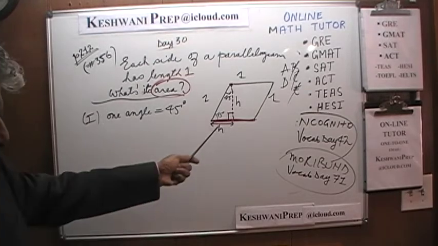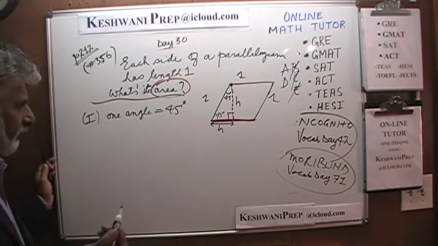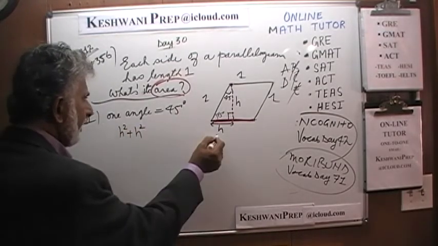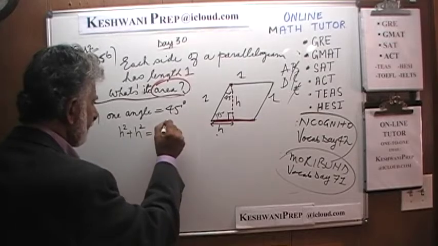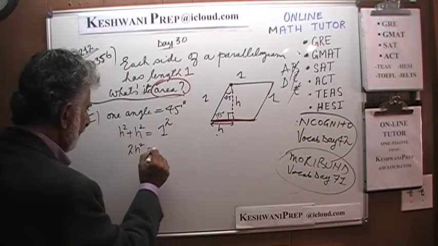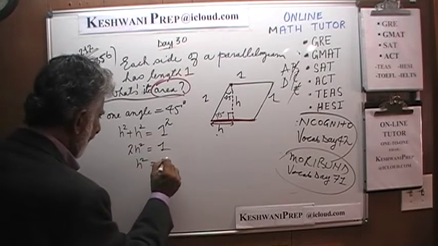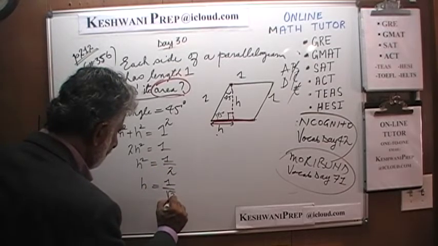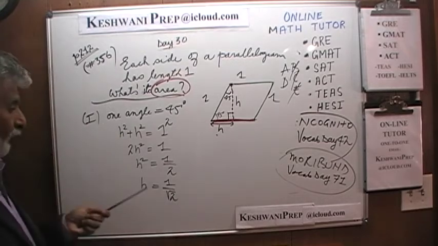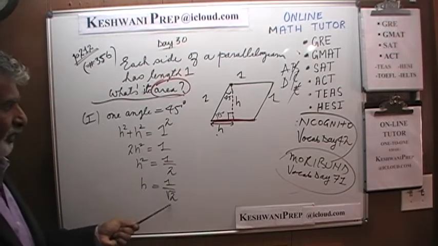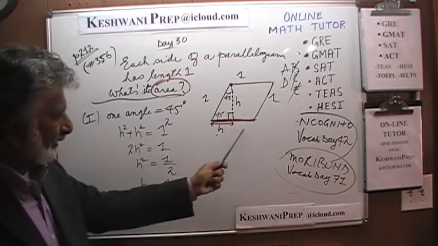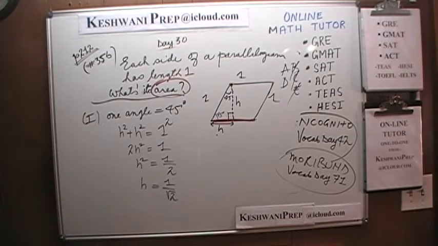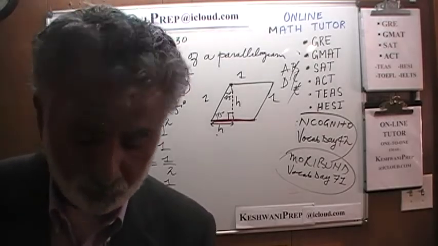Now again, in the real exam we will not do it, but here, just for learning, it's very quick. It's going to be h squared plus h squared equals the hypotenuse squared, which is 1 squared. So 2h squared is equal to 1, h squared is equal to half, and therefore h is going to be 1 over root 2. And therefore the area of this thing is also 1 over root 2, because it's 1 over root 2 times 1, base times height, base is just 1. So there you go. We can figure out the area very easily. The first statement by itself is quite enough.